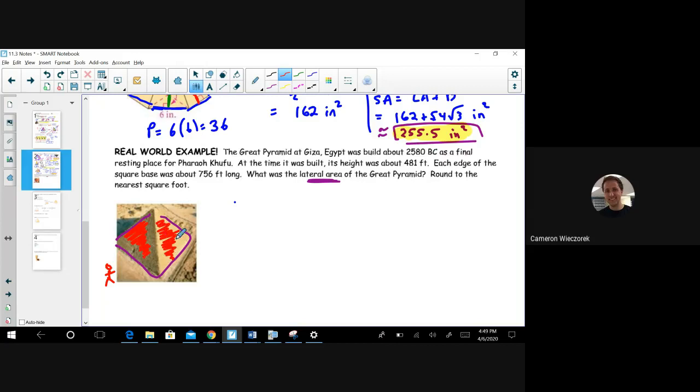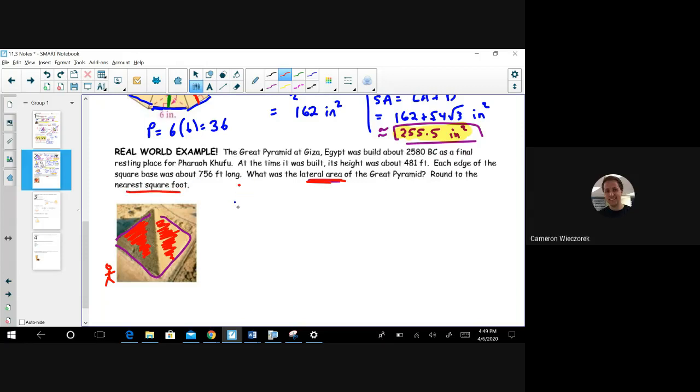That's all you're going to see is one of those 4 faces surrounding. You're not going to see the square. It's going to be inside the pyramid on the bottom. Okay? So we only care about what you can visualize from the outside. That's why we're only finding the lateral area. So let's find that, and let's round it to the nearest square foot, so the nearest whole number.